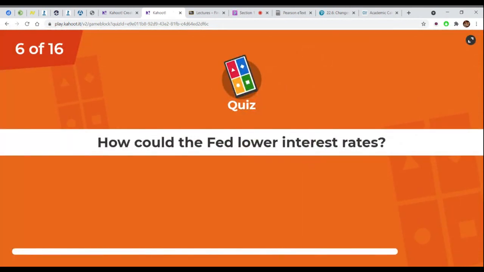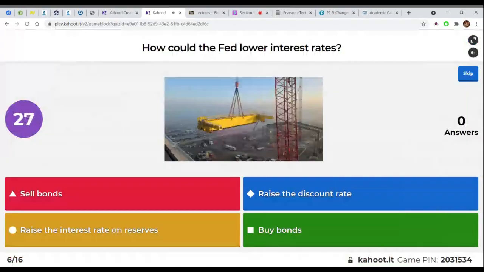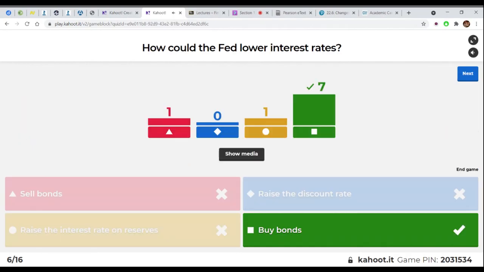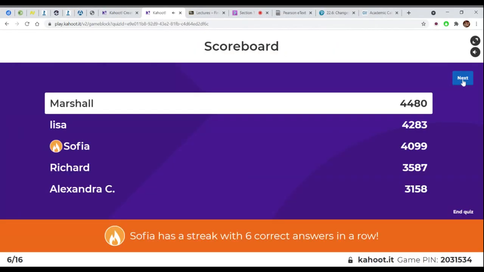6, how could the Fed lower interest rates? Should they sell bonds, buy bonds, raise the discount rate, or raise the interest rate on reserves? They should buy bonds. That would increase reserves and lower the federal funds rate.